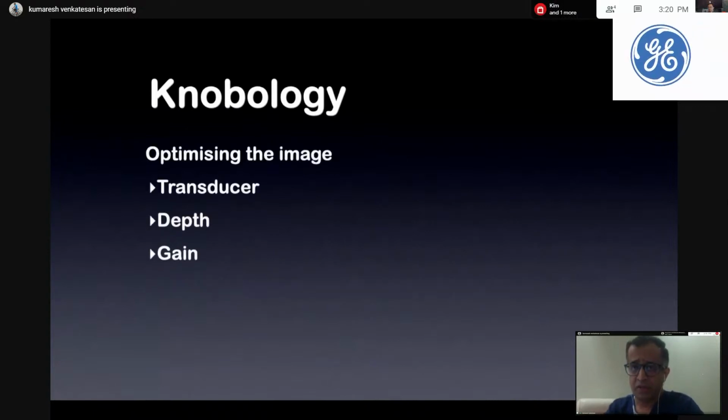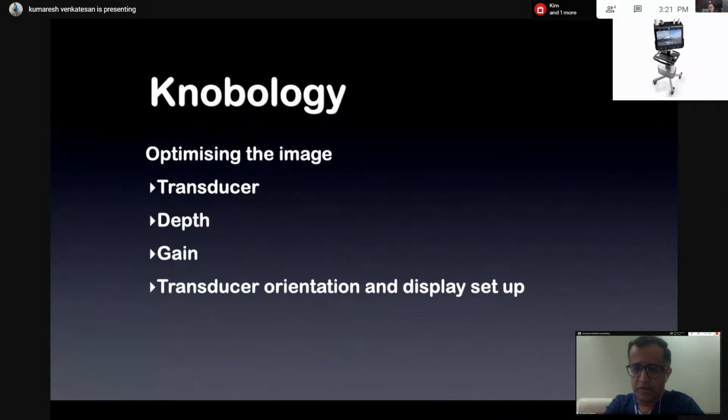We have the near gain and the far gain. The optimum gain which I would recommend is such that you have the image not very dark and not very bright, and it allows the visualization of the needle tip. So I often start with the auto gain and then I adjust it depending on the quality of the image.